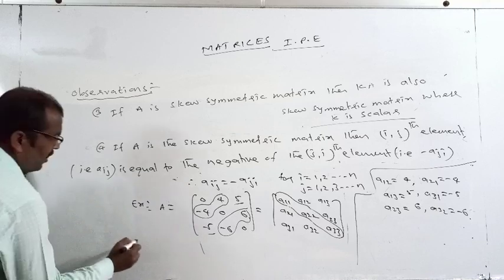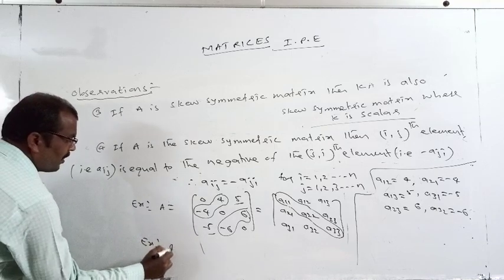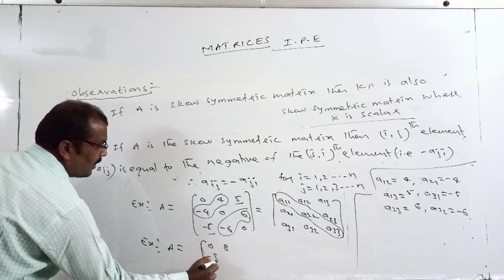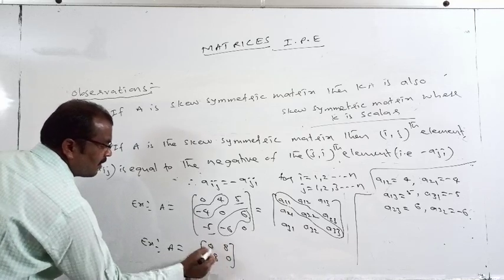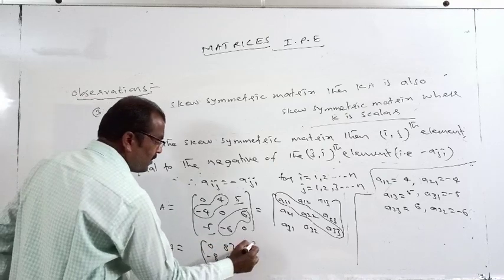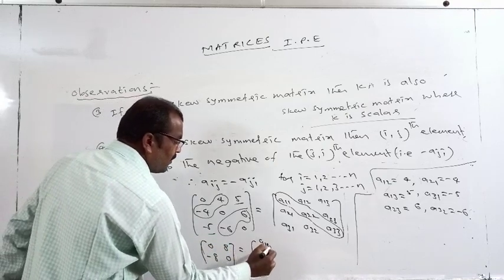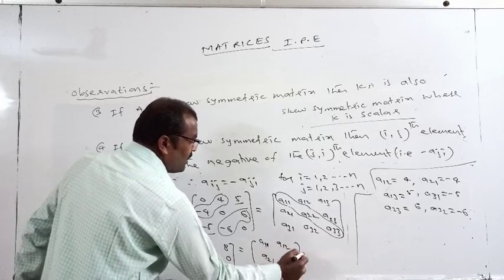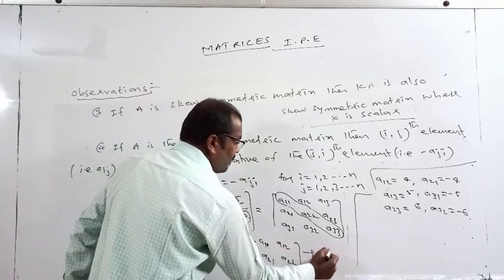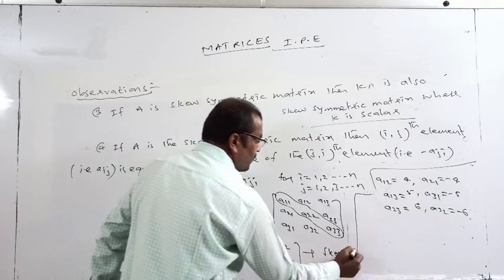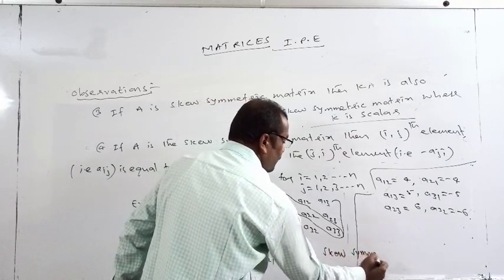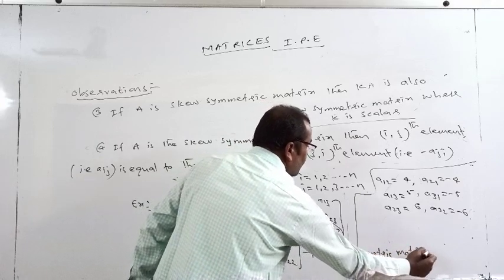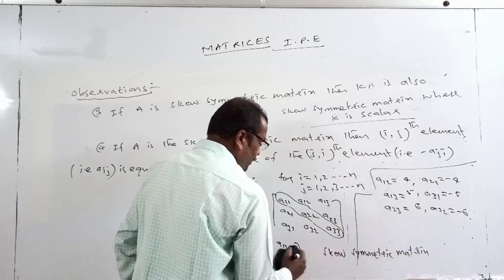So you may take the 2 by 2 skew symmetric matrix: 0, A12, minus A12, 0. See this one, the principal diagonal of a skew symmetric matrix. So A11, A12, A21, A22 is also a skew symmetric matrix.